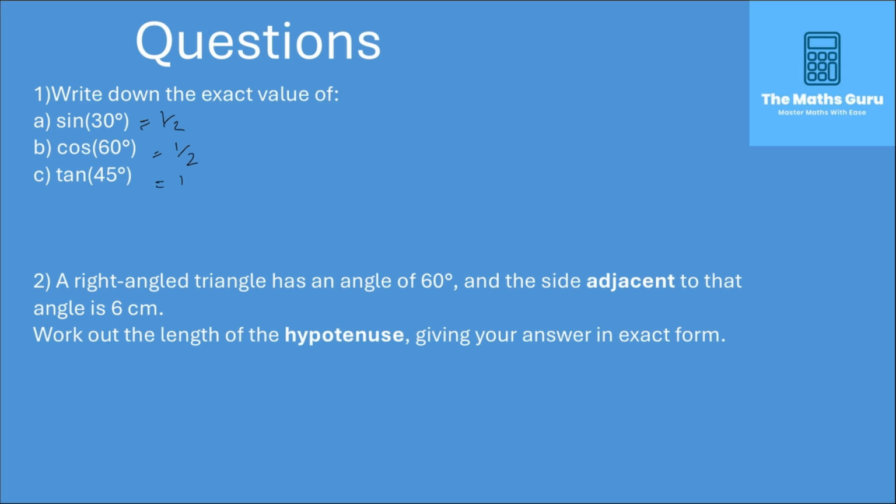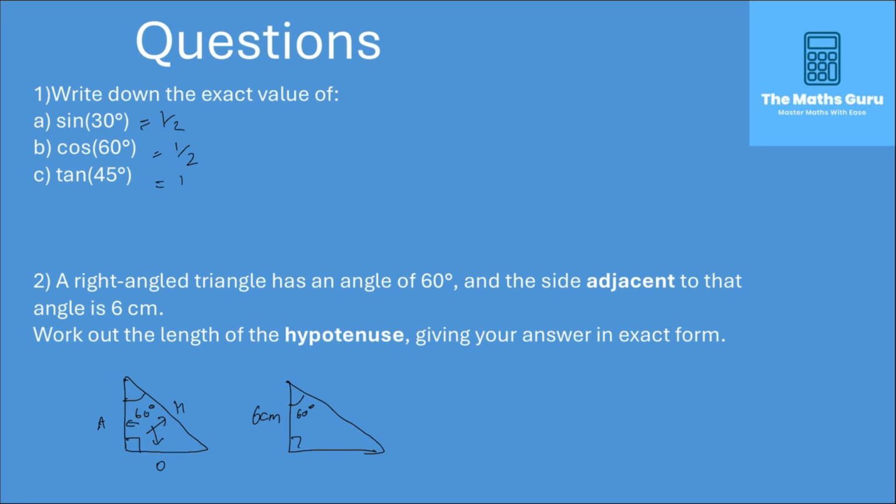Now is a bit of a different type of question. A right angle triangle has an angle of 60 degrees, and the side adjacent to that angle is 6 centimeters. With our right angle being here, this is going to be our hypotenuse, this is going to be our opposite, making this side the adjacent. To redraw this, we have 60 degrees here, and our adjacent is 6 centimeters. We're told to work out the length of the hypotenuse.